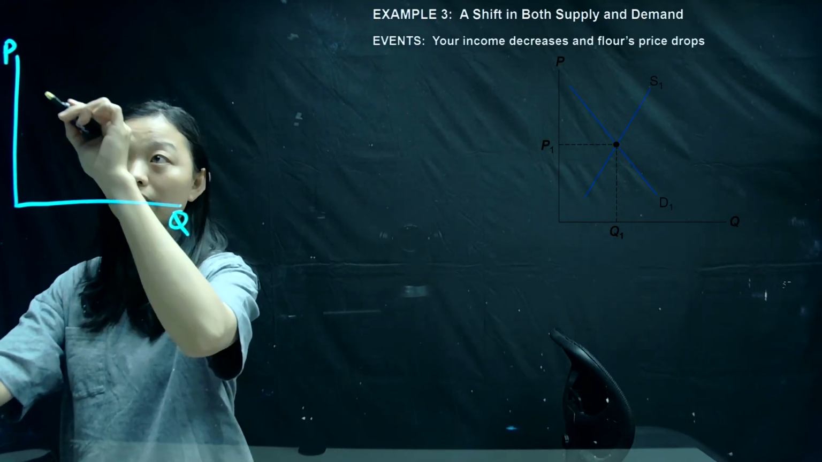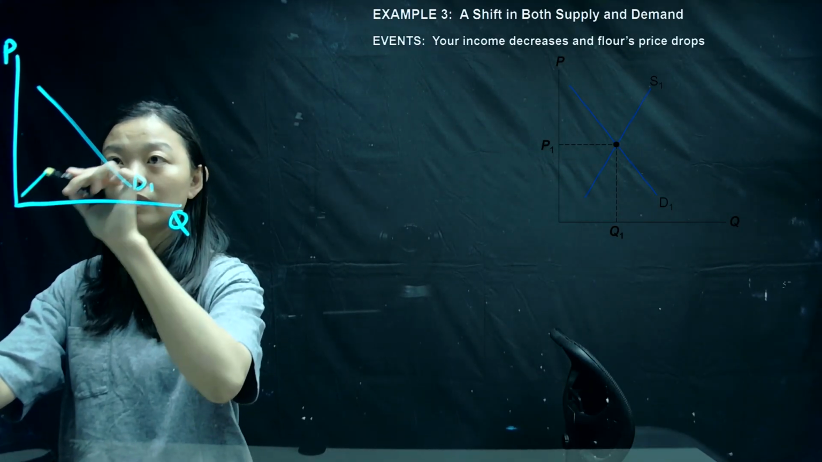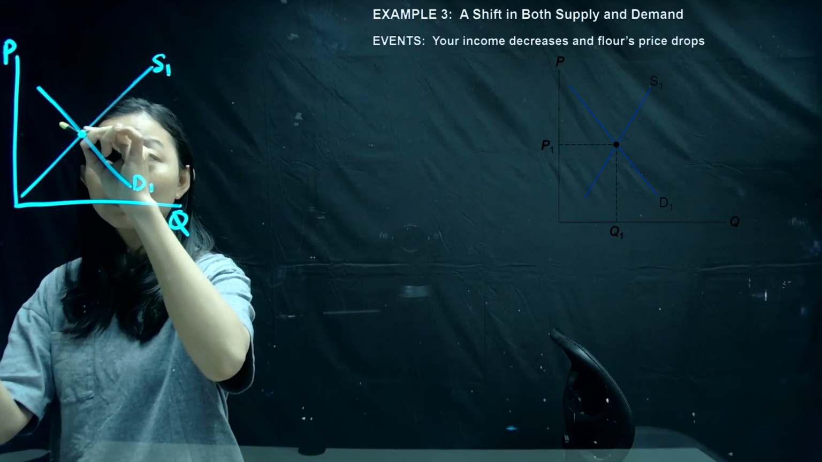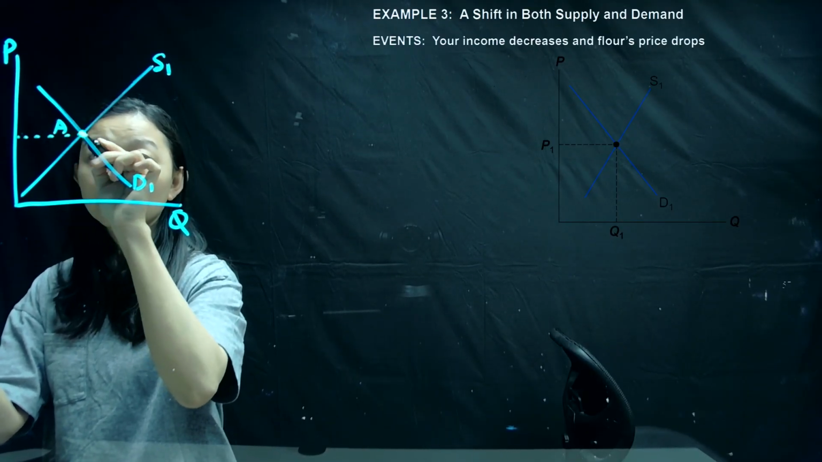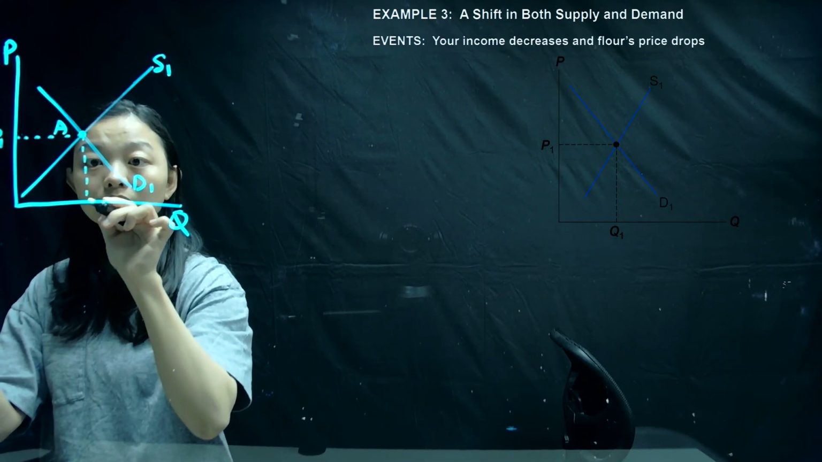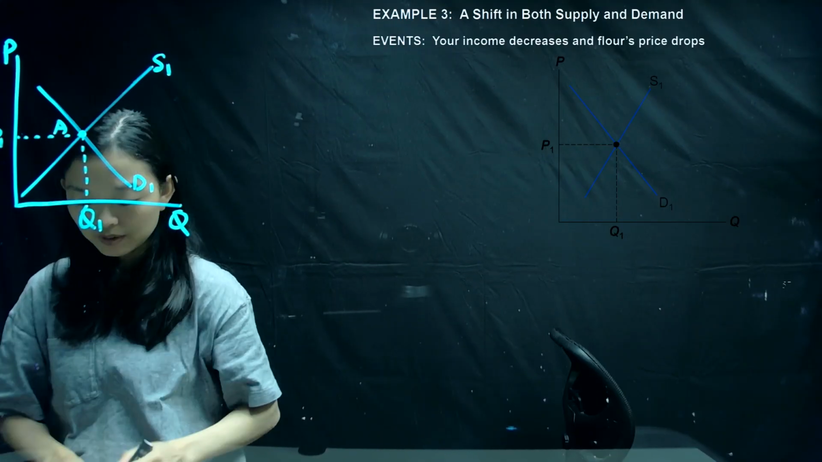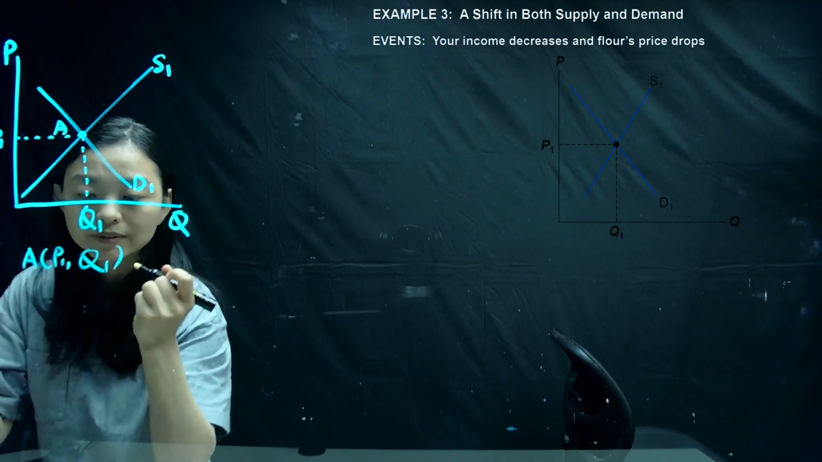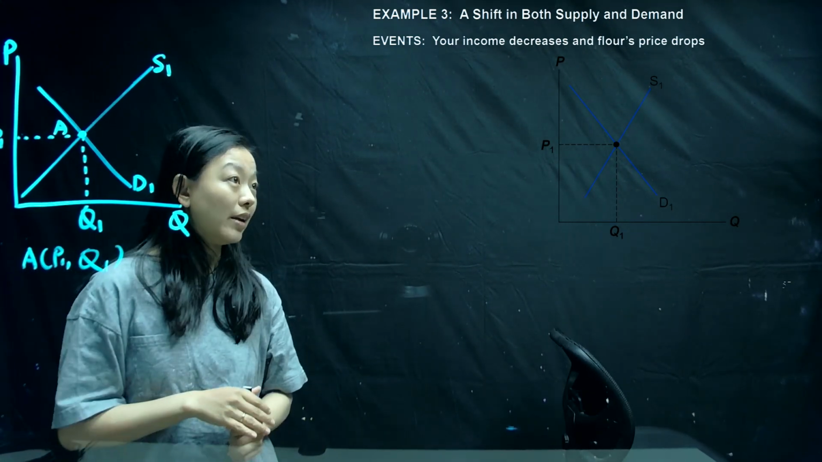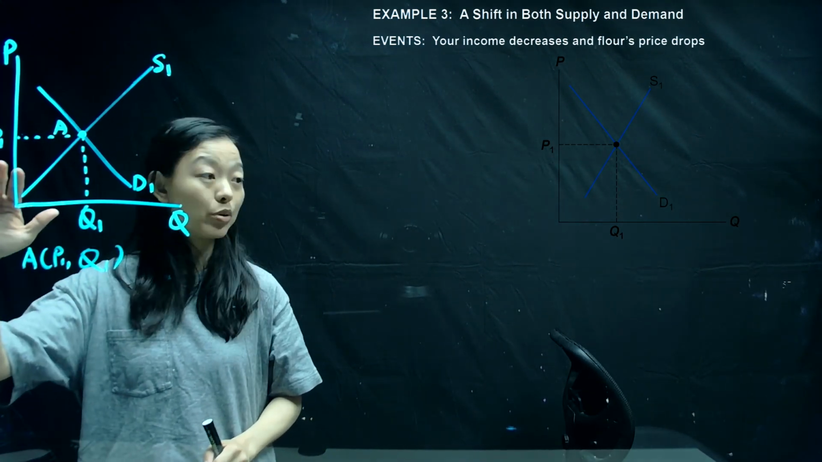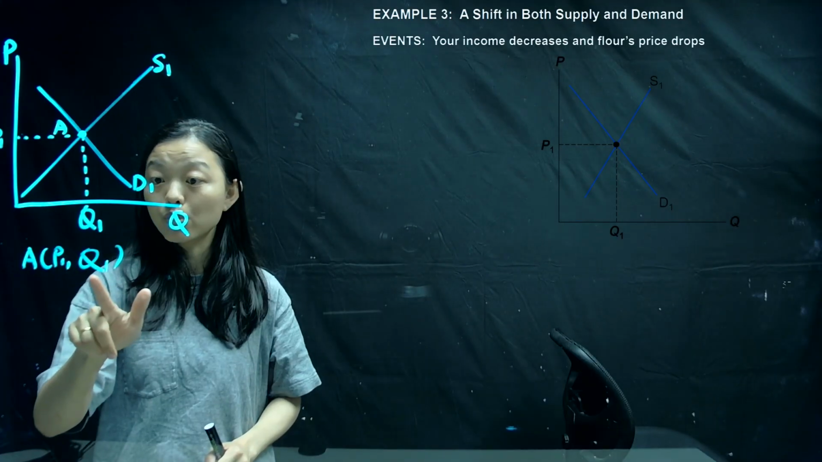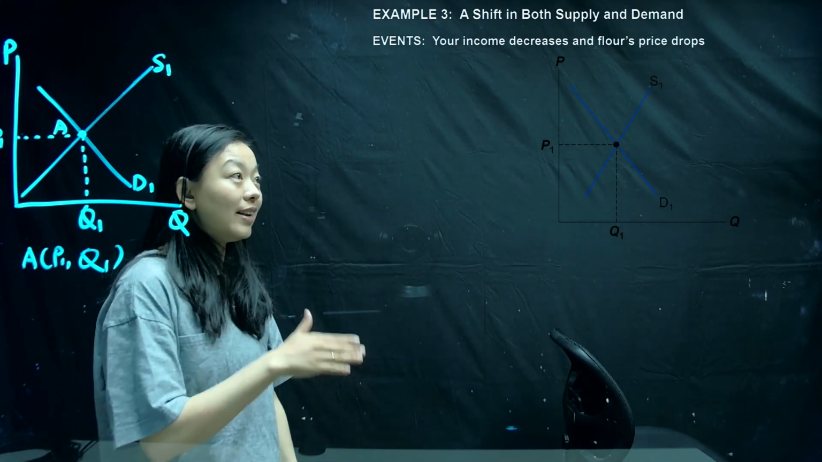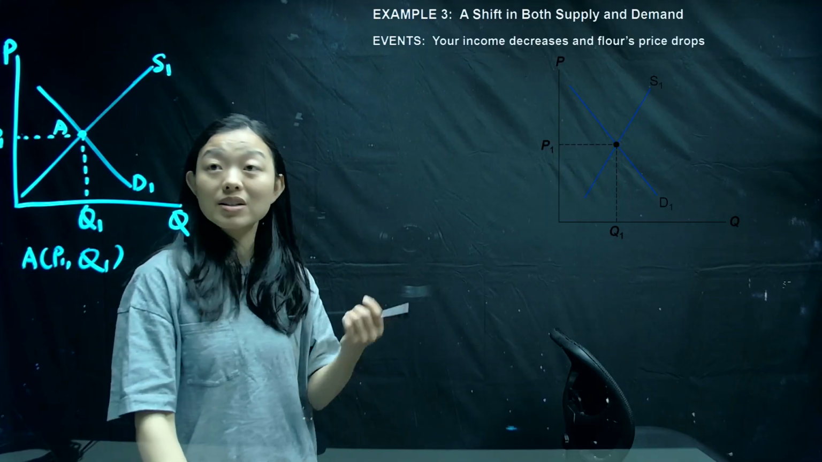Price, quantity, demand curve, supply curve. Okay, this is the original equilibrium point. I've marked it as point A, P1, Q1. At this point A, this is our original equilibrium point. We have the equilibrium price equal to P1 and the equilibrium quantity equal to Q1. And then look at this case. Now you also need to use the three-step analysis.